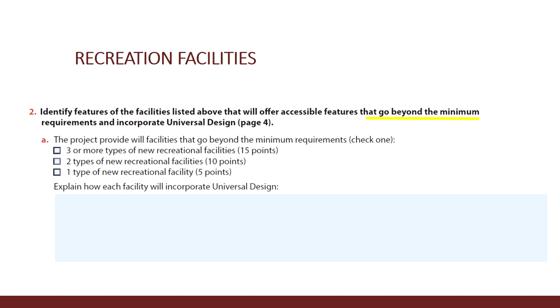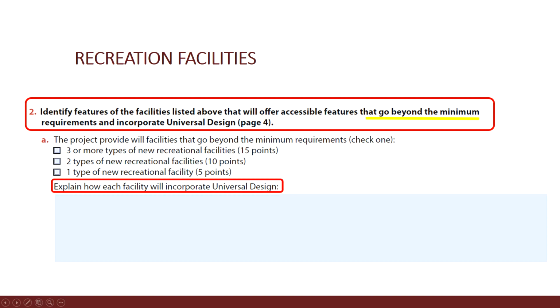Next on recreation facilities is to identify the features of these facilities that offer accessible features that go beyond the minimum. So we want you to incorporate universal design and then explain how each of these facilities will incorporate universal design. Other things are eligible, but this is the part of the scoring system that makes your application more competitive, because that's what the money is intended to fund.